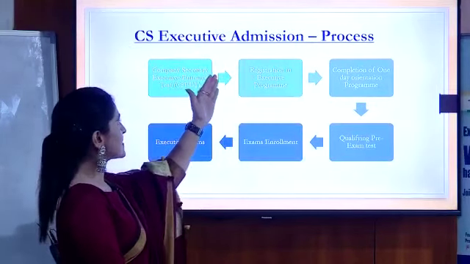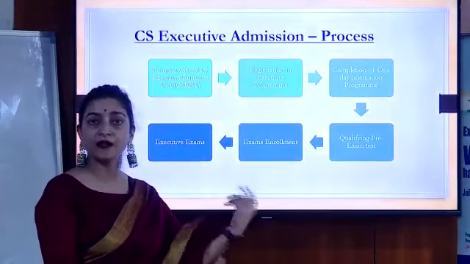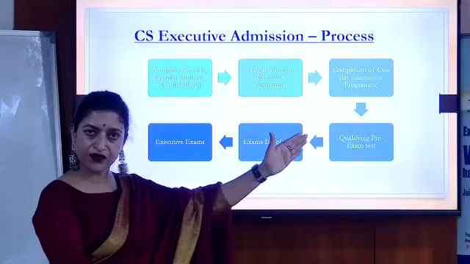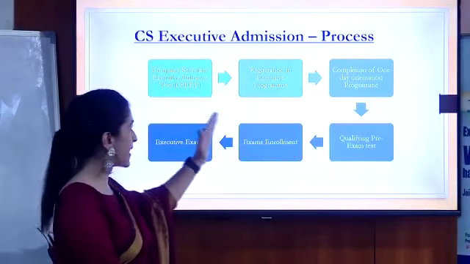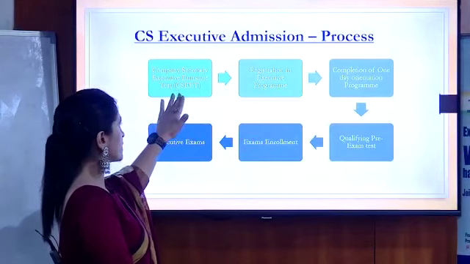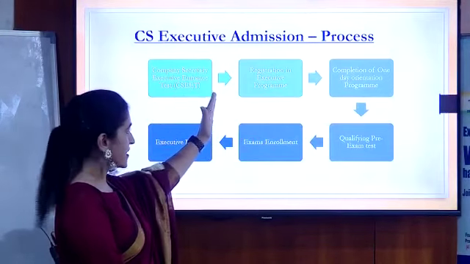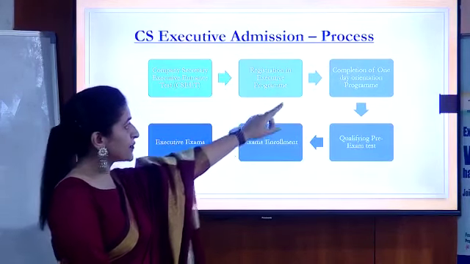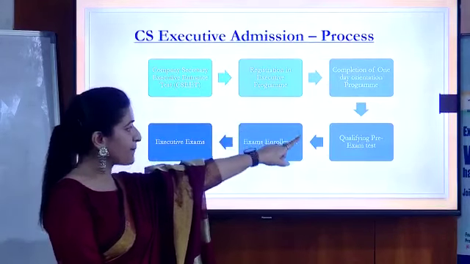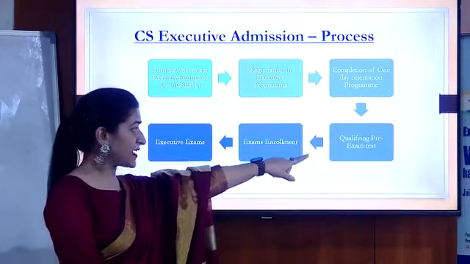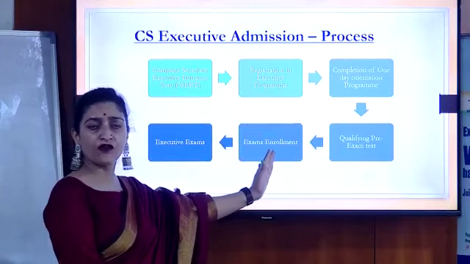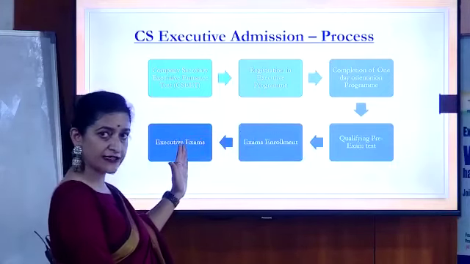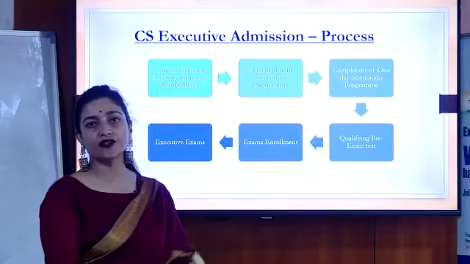Now let's discuss the CS executive admission process. Earlier we had foundation, executive and then professional, but now the process has changed slightly. First, students are required to give the CSEET test. Once they clear this test, they can register in the executive program. Once they register, they are required to complete a one-day orientation program, and after that they need to qualify the pre-examination test. Then only they can enroll for the CS executive examination, and once they clear the examination, they can register for the professional program.